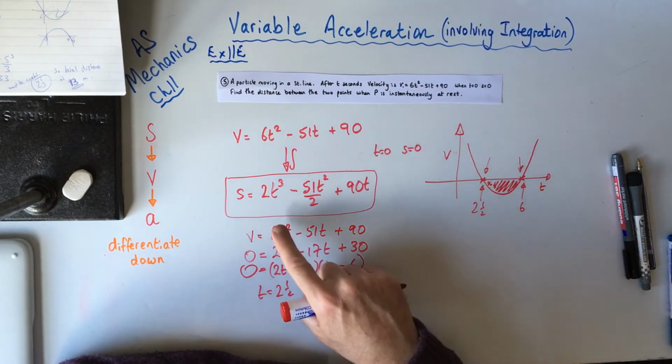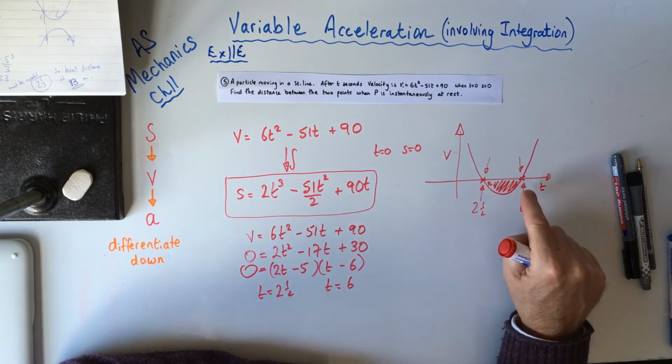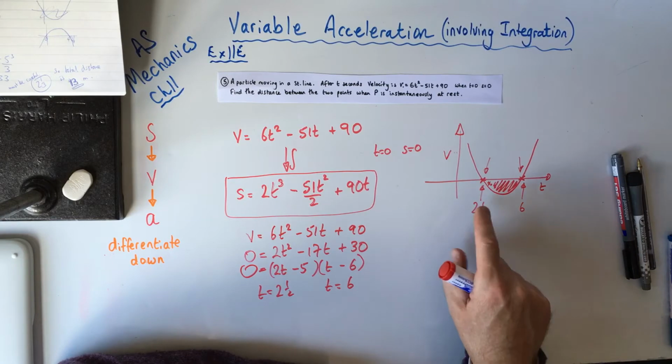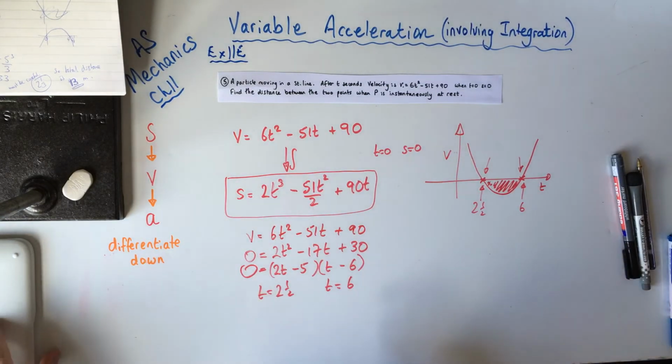So what we're doing is we're just putting 6 into there to find out where it is, and we're putting 2.5 into there to find out where it is, what's the distance, the displacement, and then finding the distance between the two.